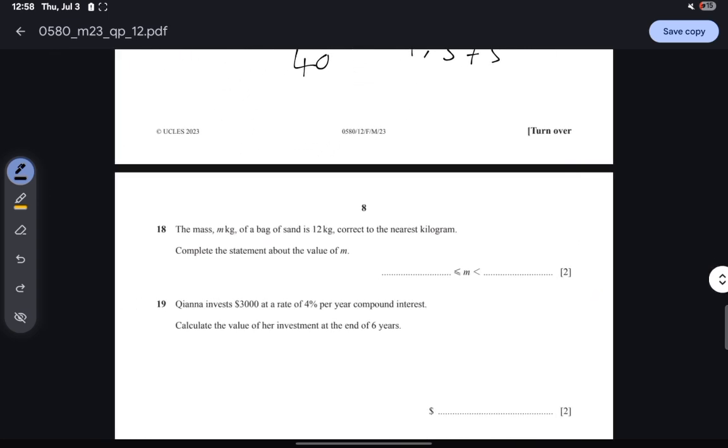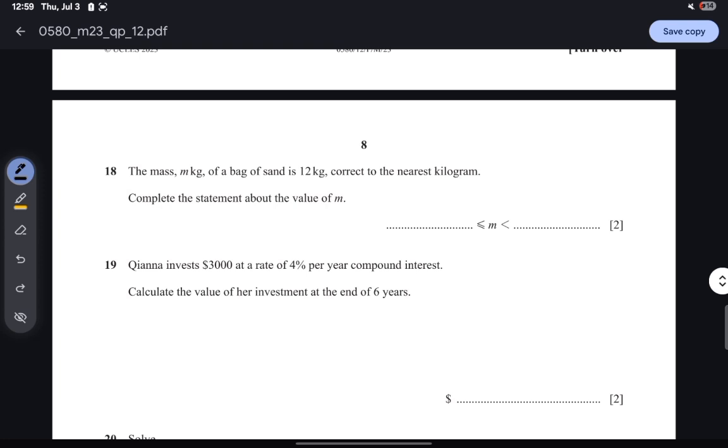Then number 18, the mass m kg of a bag of sand is 12 kg, correct to the nearest kilogram. Complete the statement about the value of m. So what they're asking us to do is to give the lowest possible number that we can round off to get 12 kilograms, and the largest possible number that we can also round off to get 12.